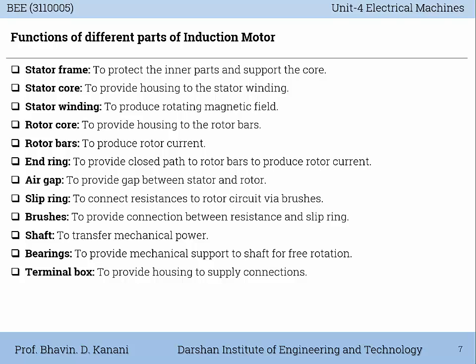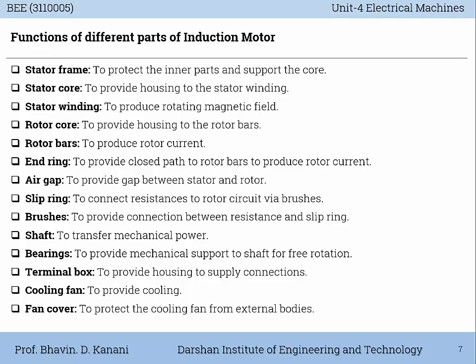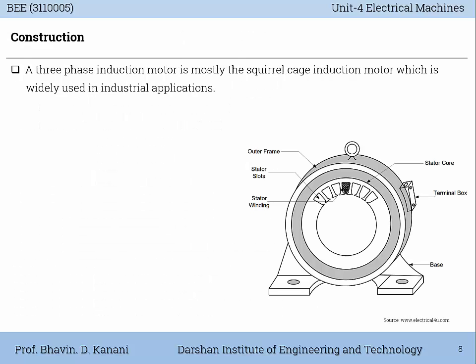The function of terminal box is to provide housing to supply connections. The function of cooling fan is to provide cooling. And the function of fan cover is to protect the cooling fan from external bodies. Now see from the figure. A three-phase induction motor is mostly the squirrel cage induction motor, which is widely used in industrial applications. It has mainly two parts, stator and rotor. The figure beside represents the stator part of the motor.